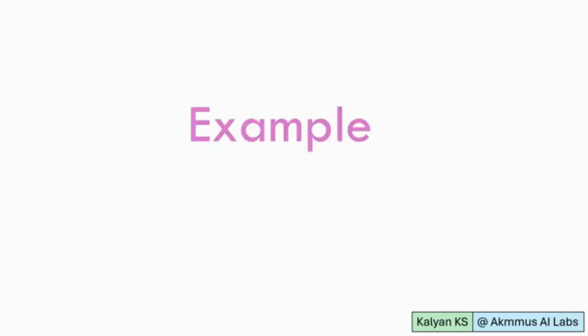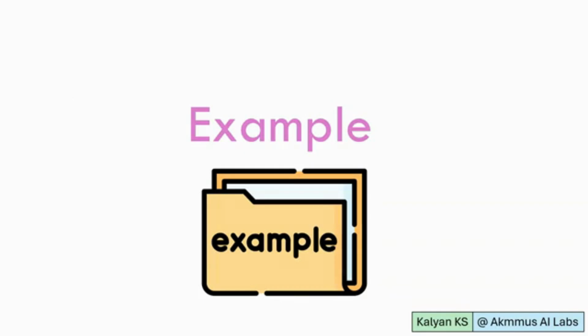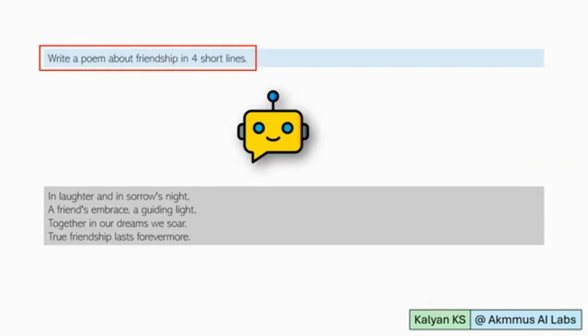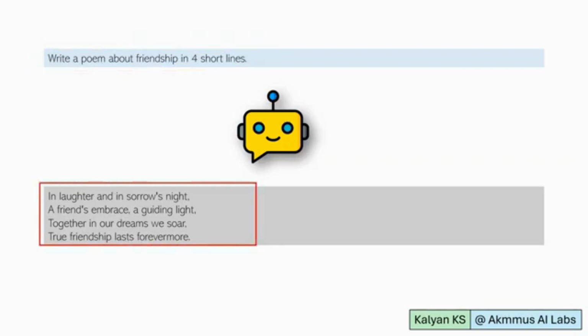Now, let us see an example of zero-shot prompting. Here is an example prompt for zero-shot prompting. Here, the prompt asks the chatbot to write a poem about friendship in 4 short lines. If you observe, the prompt doesn't include any examples, and hence it is zero-shot prompting. As it is a simple task, the chatbot, even in the absence of examples in the prompt, uses its knowledge and then generates a 4-line crispy poem about friendship.